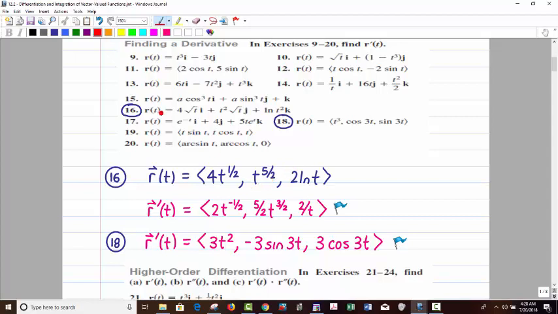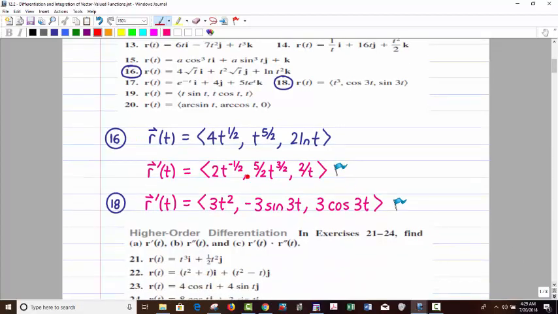So we take the derivative. Now you see I quickly got out of ijk form and went to component form. An instructor might want it in that particular ijk form, which is fine. You still do it the same way, but I tend to switch to component form whenever possible, since not having to write the i, j, and k is nice. So the derivative of 4t to the 1/2 would be 2t to the negative 1/2. t to the 5/2 would be 5/2 t to the 3/2. And natural log of t would be 1 over t, so it'd be 2 over t. And that's it. That's your derivative vector.